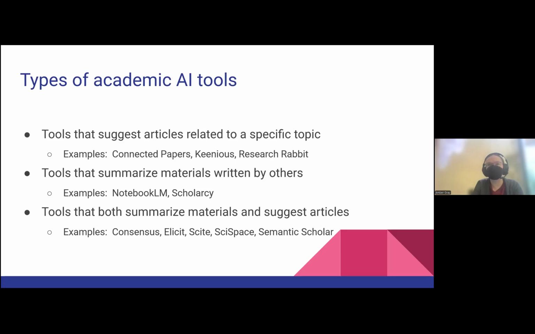When I was testing this, I actually popped in the Wikipedia page on Orson Welles. And so then you get a little podcast thing, and they're like, today we're going to talk to you about Orson Welles, who worked in film and theater and did all kinds of things. And they're AI generated voices as well. And then there are tools that both summarize materials and suggest articles for you. And the majority of the tools I looked at were of this type.